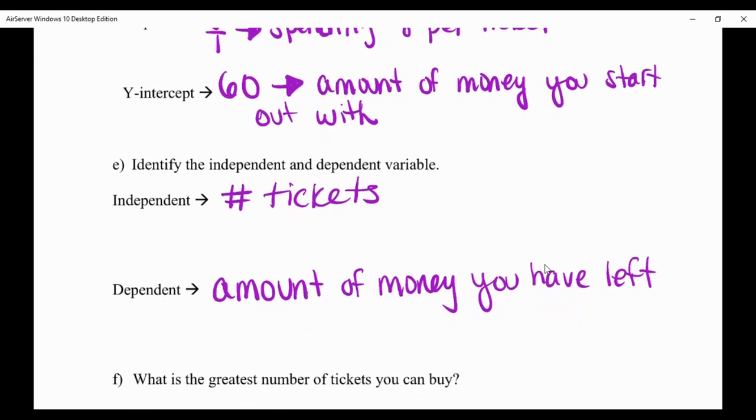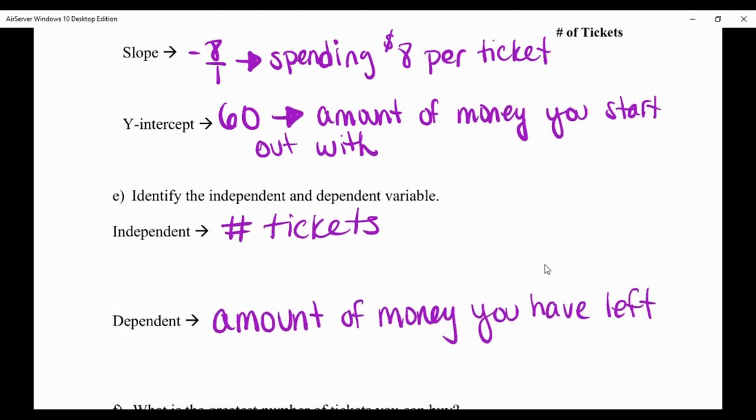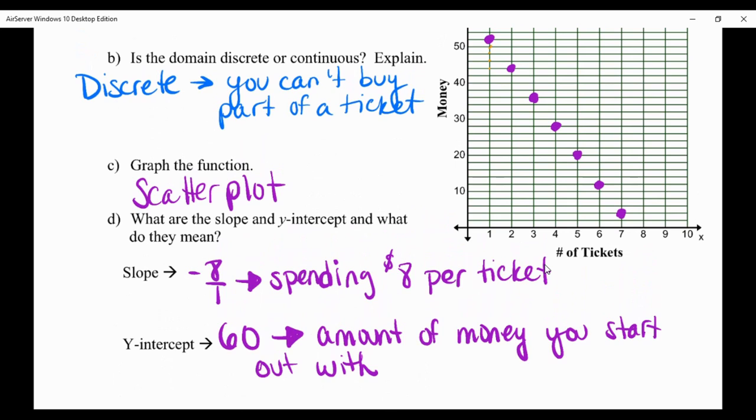The last question, we want to find the greatest number of tickets you can buy. If we go back up to the graph, it looks like we can buy up to 7 tickets. And when we buy 7 tickets, we will have $4 left over.